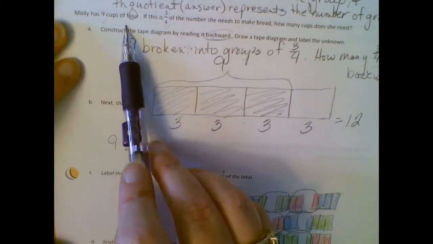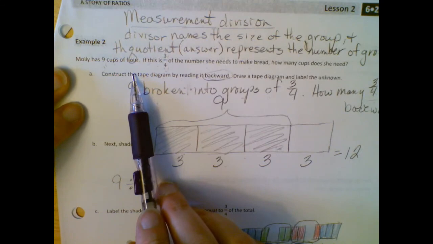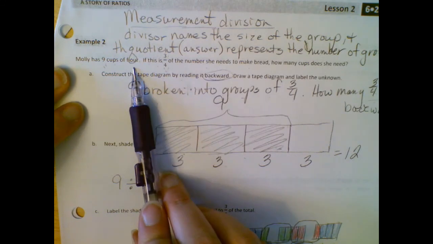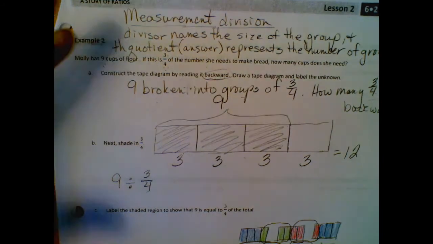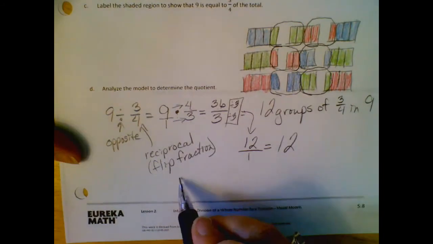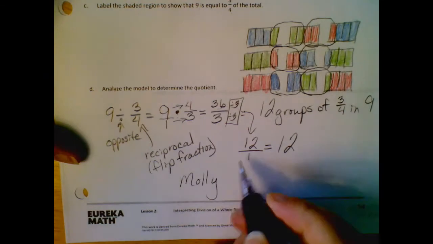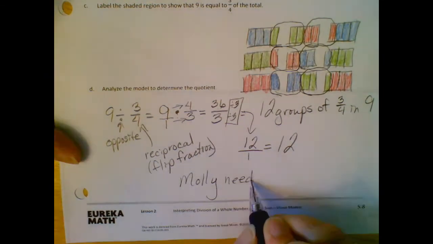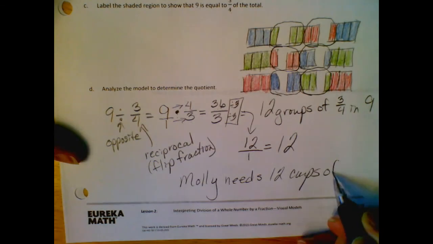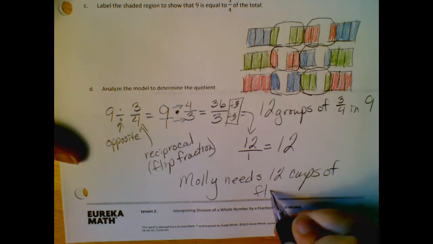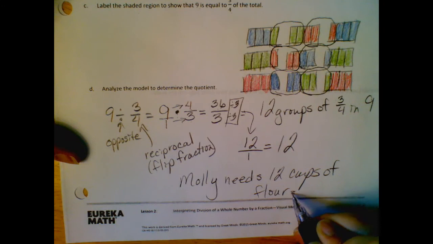But it doesn't talk about the flour, so let's write our little sentence. 9 cups of flour, 3/4 of what she needs. How many cups does she need? Okay, so Molly needs 12 cups of flour. Oops, period.